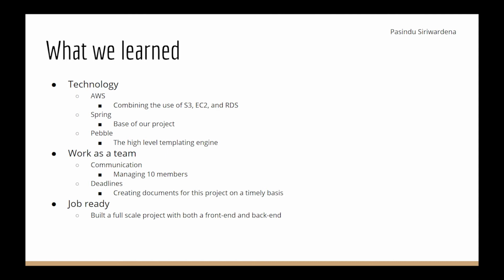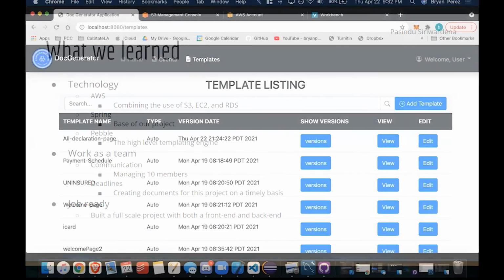Working as a team, in terms of communication, we have learned to work as a team and communicate. Working in a group of 10 members is difficult, but we managed to coordinate our tasks. In terms of deadlines, we learned to manage our time and meet deadlines for every assignment, spanning from last year till now. Lastly, in terms of being job ready, we have become job ready because we know how to build a full-scale project with both the front end and the back end portions of the project. And now we will have a short demo.